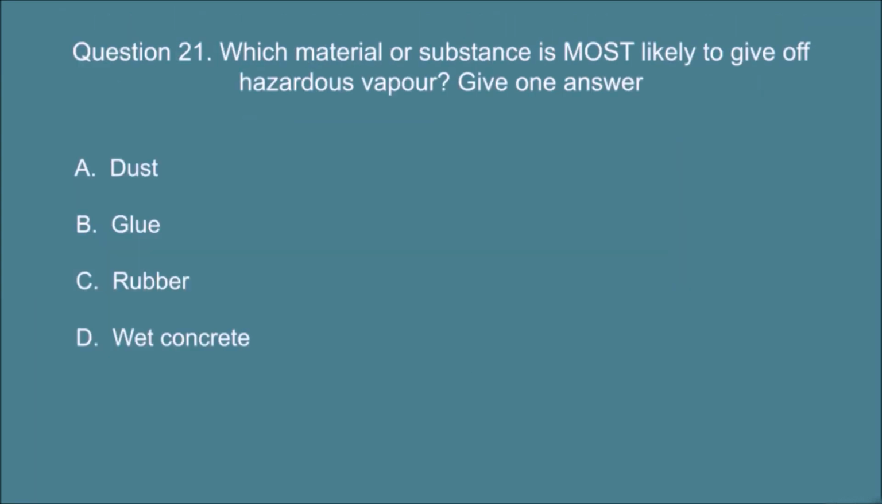Question 21. Which material or substance is most likely to give off hazardous vapor? Give one answer. A. Dust. B. Glue. C. Rubber. D. Wet concrete.